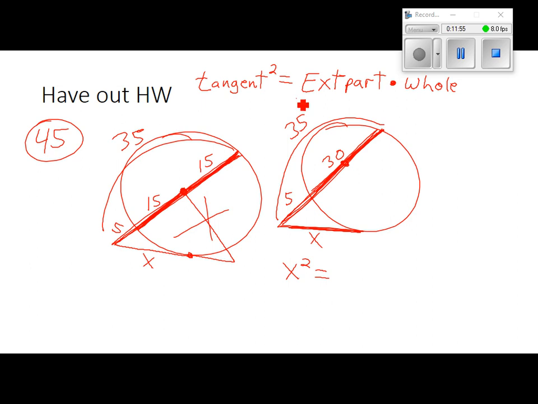What's the exterior part of the secant? What part of the secant is outside the circle? 5. Times, what's the whole secant? How long is it? 35. Somebody help me out. 175. 175, everybody agree with that? Now what do you do? Take the square root. 13.2. 13 point what? 2?